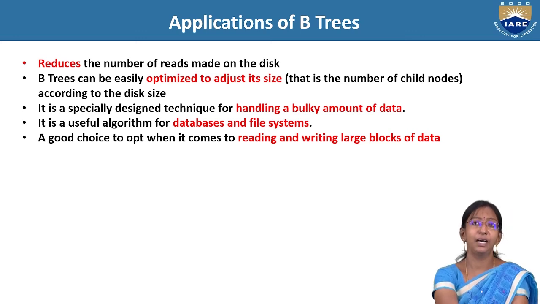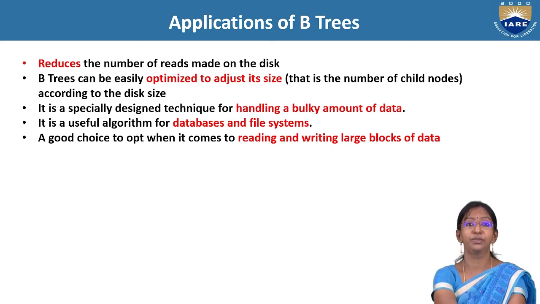So, the basic applications of B trees. Wherever the number of reads is high, use it because it reduces the time of reading. If the database is large, this is the best choice. So for handling databases and file systems, handling a bulk amount of data, we use B trees.